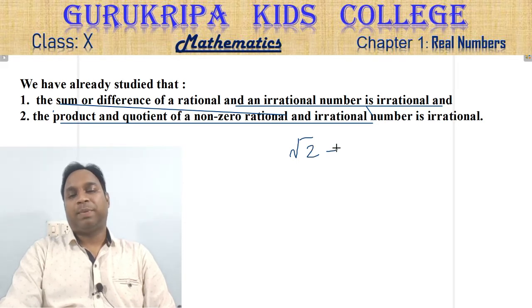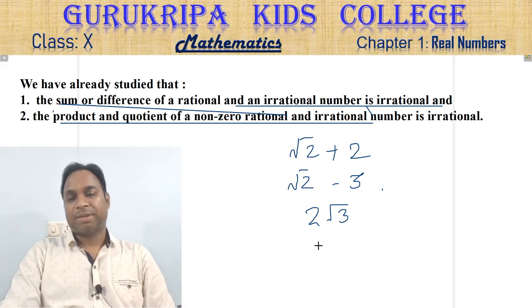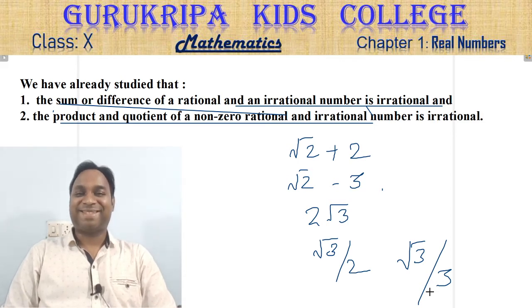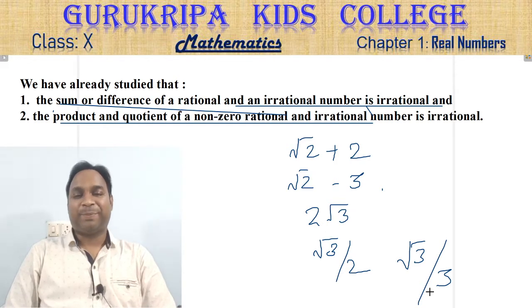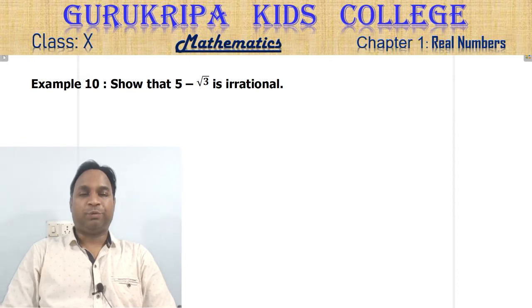What does that mean? Square root 2 plus 2 is irrational. Square root 2 minus 3 is irrational. Or you can say 2 times square root 3 is irrational. All numbers like this: square root 3 divided by 2 is irrational, square root 3 divided by 3 is irrational. We have seen all these things in the previous class, standard 9th. So we will prove these things in this video now. So let's come to the next proof.